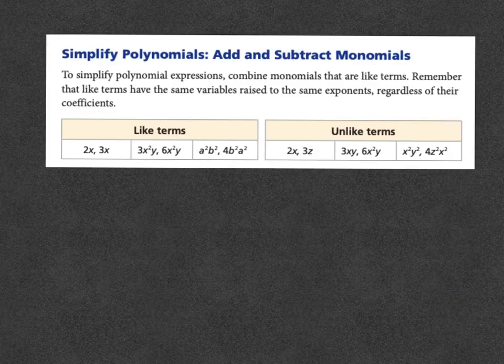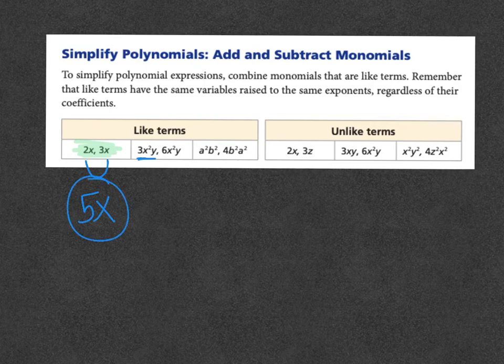All right, so real quick, today we're going to be learning how to add polynomials, and in order to do that, you have to be able to recognize like terms and unlike terms. Now, we have done this before, so I just want you to look through these examples. These are like terms. They have the same variable. If they're like terms, you can combine them. So 2x plus 3x is 5x if I was doing an addition problem.